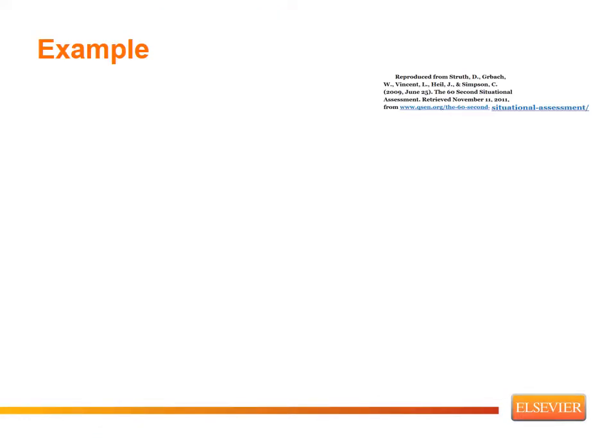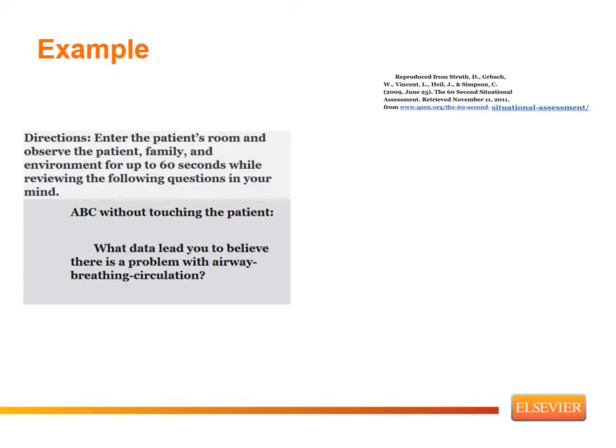There are also very focused ways to use the 60-second situational assessment, and here are some examples. The student enters the patient room, observes the family, the patient, takes 60 seconds to just assess ABCs without touching the patient. Is there data that leads you to believe there's a problem? This is a 60-second assignment focusing on the concepts of perfusion and gas exchange.